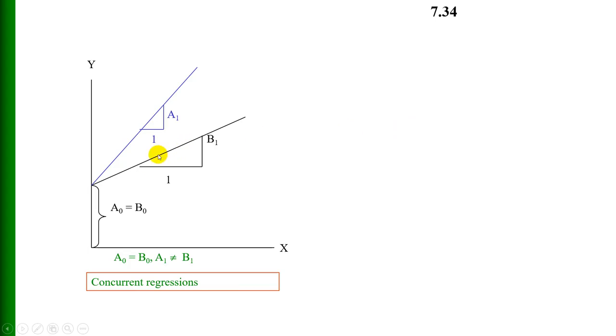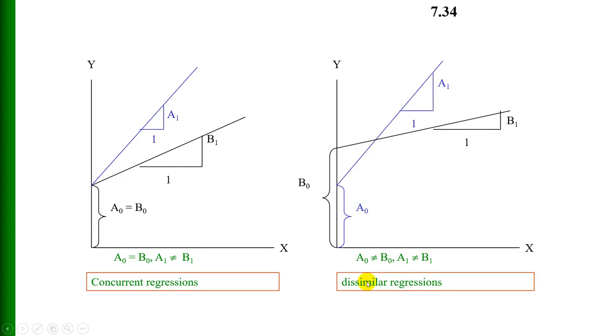This is called concurrent regressions. Intercept is the same but the slope of this line is greater than the slope of this regression line. So this is called concurrent regression, in which A0 is equal to beta 0, that is the 2 intercepts are equal, but the slope of A1 is not equal to the slope of B1. This slope is less than this slope. And this is called dissimilar regression. Here neither the intercepts are equal nor the slopes are equal. So this kind of regression is called dissimilar regression.